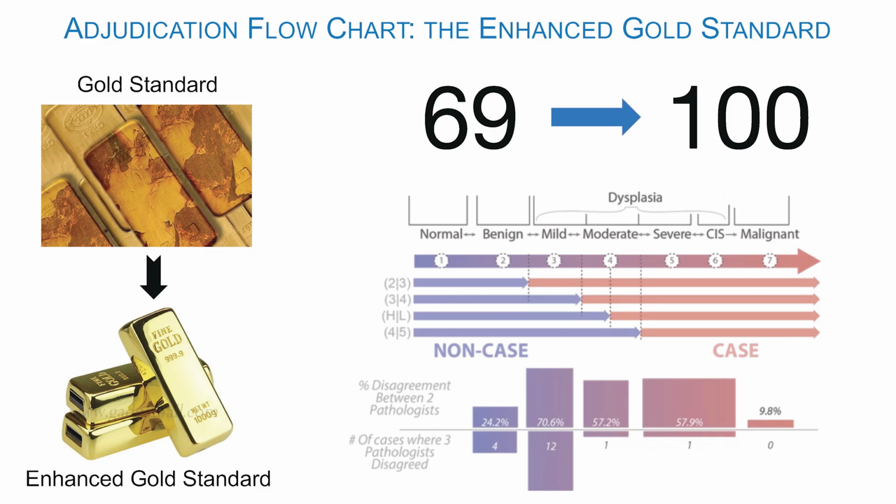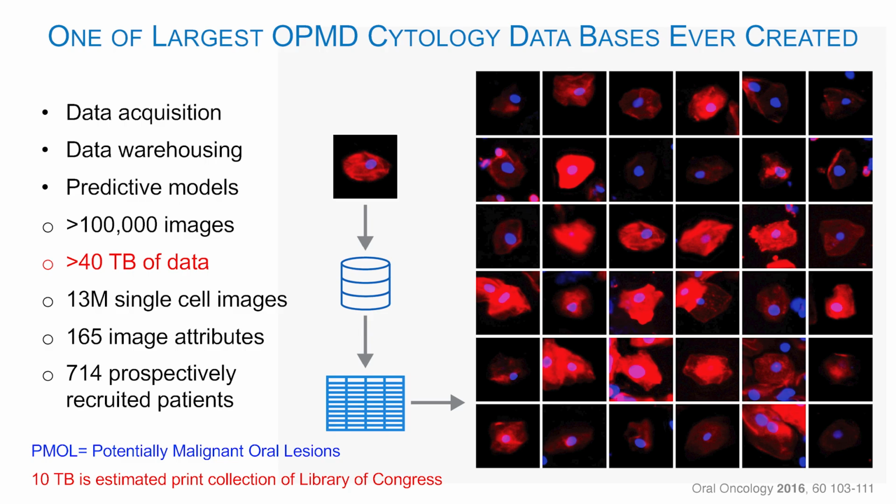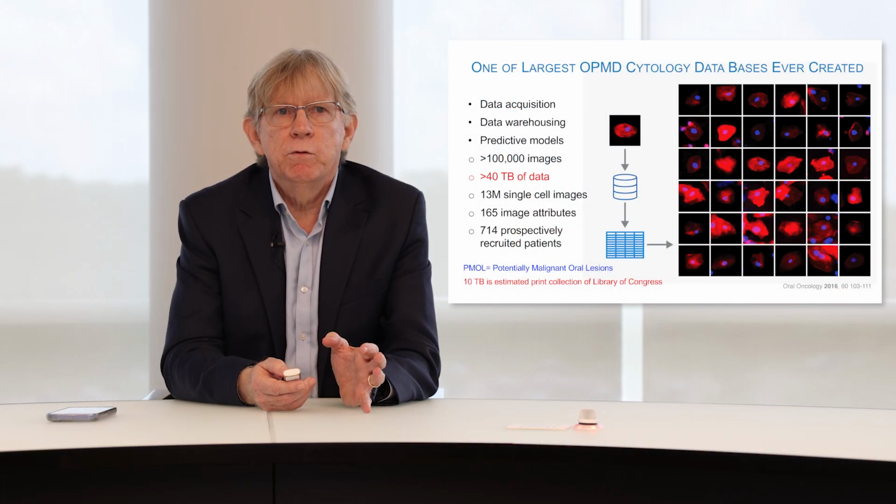So this large study created this huge database. Again, this is data acquired from an international prospective study. And so this is pre-diagnostic. We avoided the temptation to bring in extreme phenotypes and worked through a clinical workflow that is more typical in real-world practice. We acquired the data, we warehoused it, we created predictive models. We have 40 terabytes of data, 13 million individual cells, 165 image-based attributes, and that became the basis for us to create and understand which variables are most important.